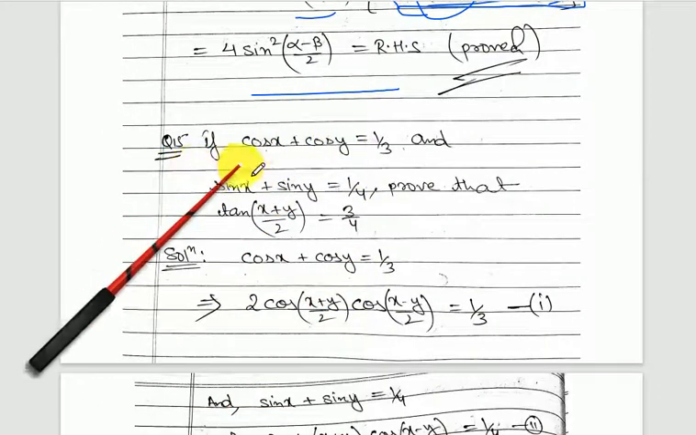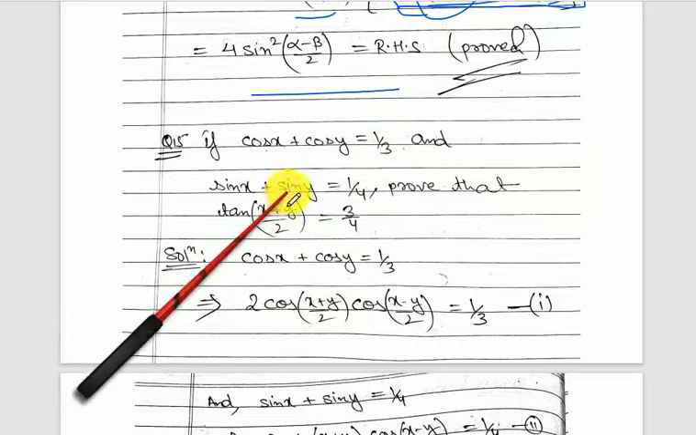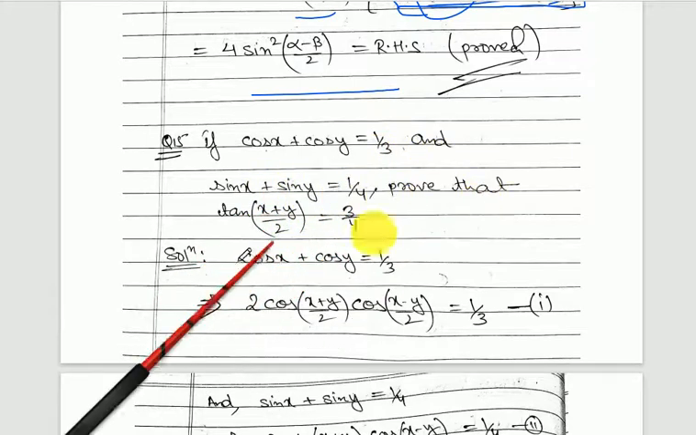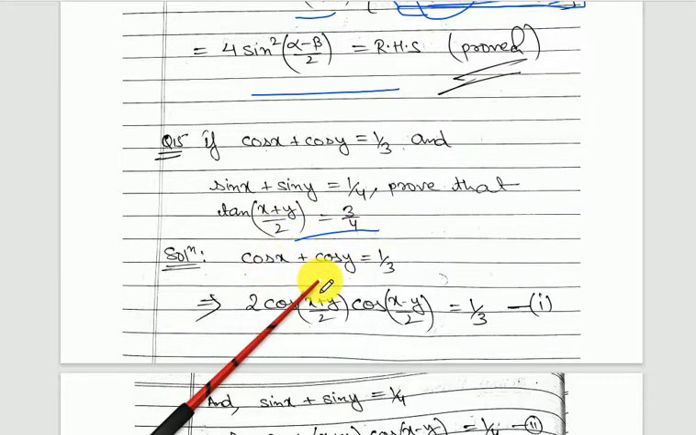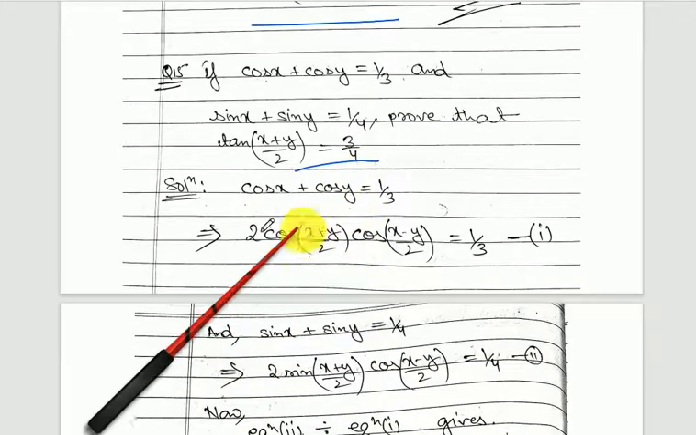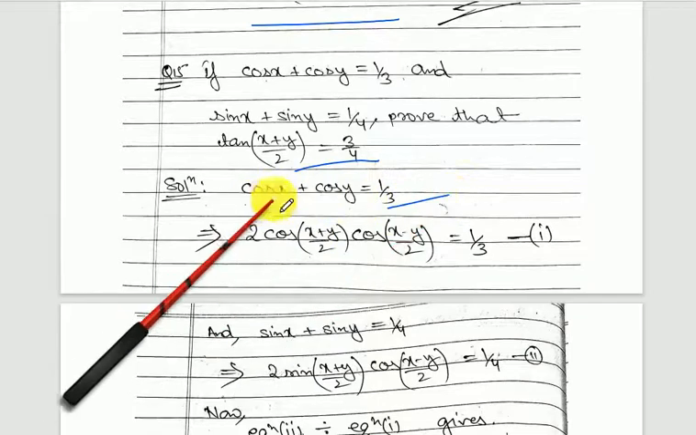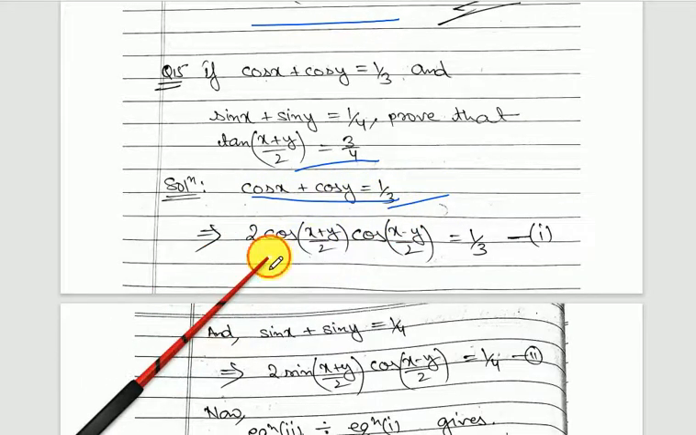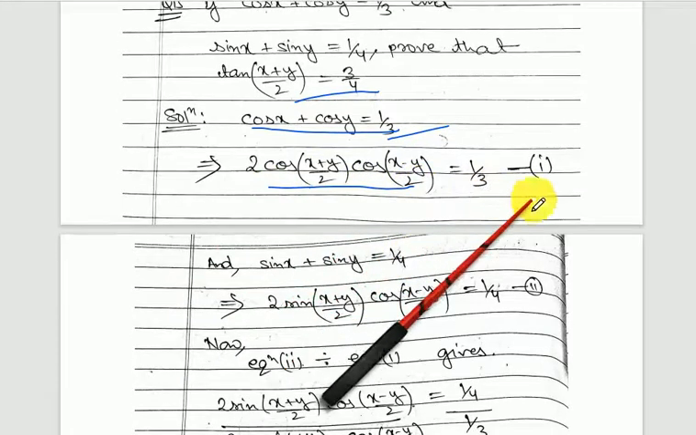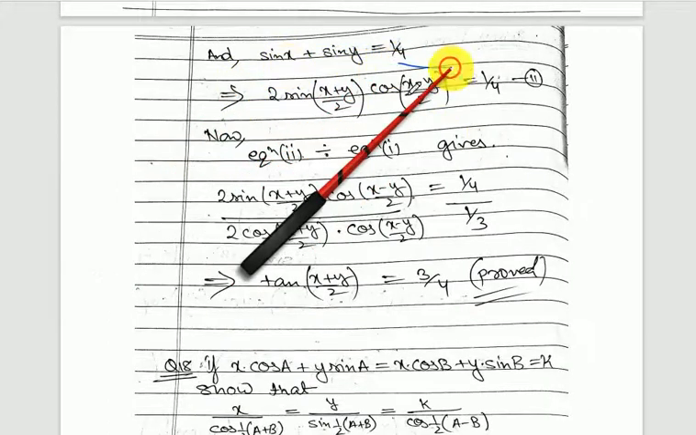Now question number 15, if cos x plus cos y equal to 1 by 3 and sin x plus sin y equal to 1 by 4, prove that tan (x plus y) upon 2 is this. So here cos x plus cos y equal to this, so we can use that cos C plus cos D formula to simplify this, so we'll get this. Put this as equation 1, and for this second part we can use sin C plus sin D formula to simplify.